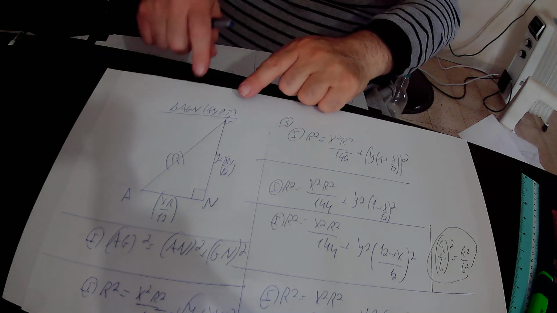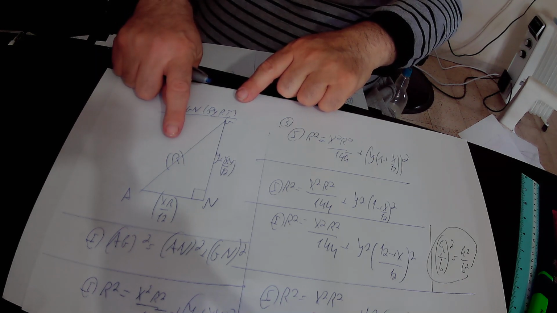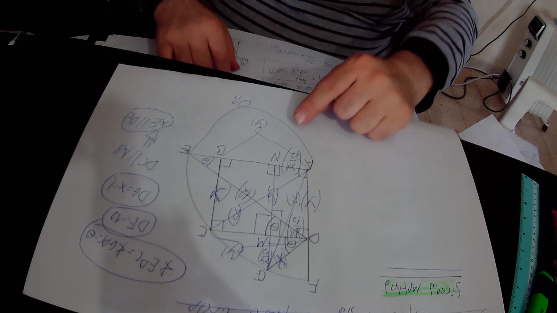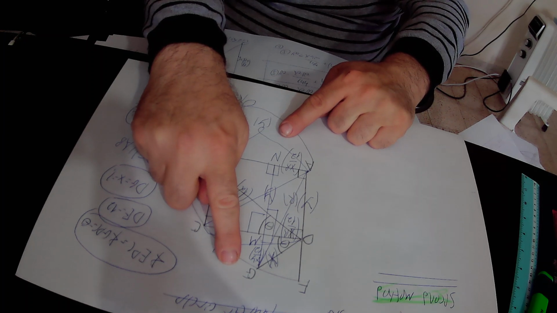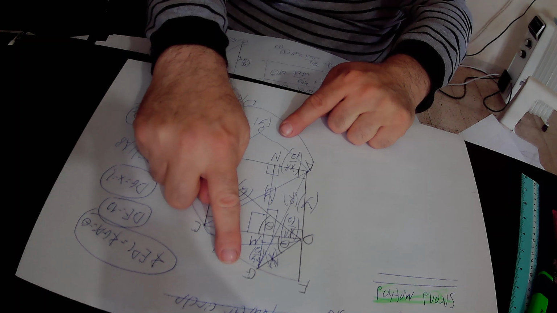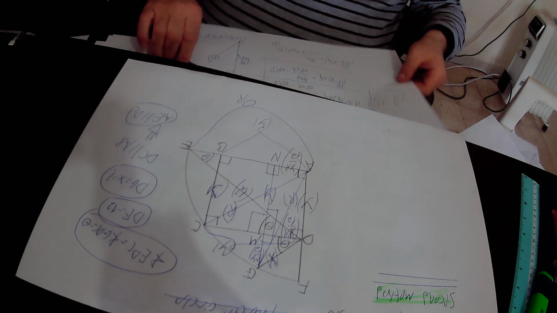We just found out that the hypotenuse AG equals R, the radius of the quarter circle. What is the length of GN? GN equals GM plus MN. That is to say, GN equals GM, that is xy over 12, plus MN, that is y. So in total, GN equals xy over 12 plus y.